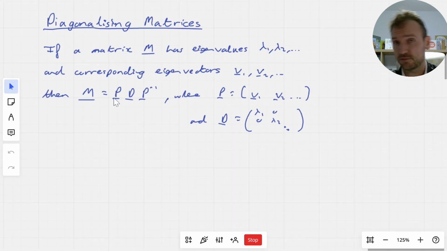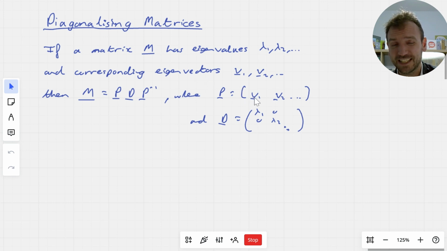Now, in order to do this, the result we're going to use is this matrix P is going to consist of all the eigenvectors of the matrix. Now, in this case, I've written it as though we've only got two, but if we've got a 3x3 matrix and three eigenvectors, it would just be v1, v2, v3. And your diagonal matrix D is going to consist of the corresponding eigenvalues, lambda 1, lambda 2, and if you use 3x3, lambda 3, and all the other entries are going to be 0.